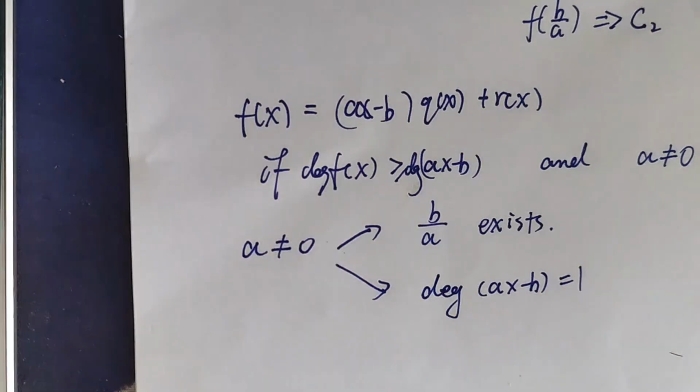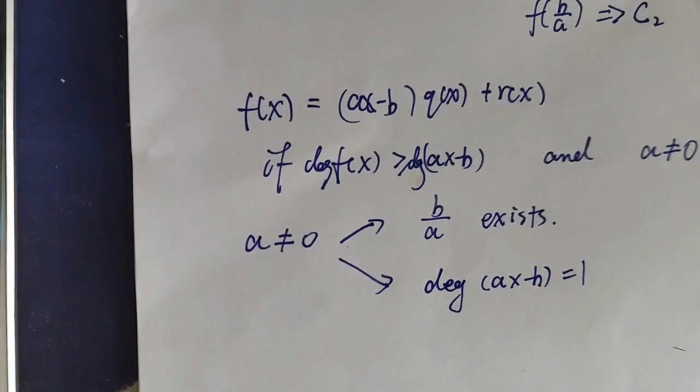We need the degree of ax minus b to be 1 because if the polynomial's degree is 0, or let's say smaller than ax minus b, the remainder is just the polynomial itself and is not a constant, so it's not fixed.